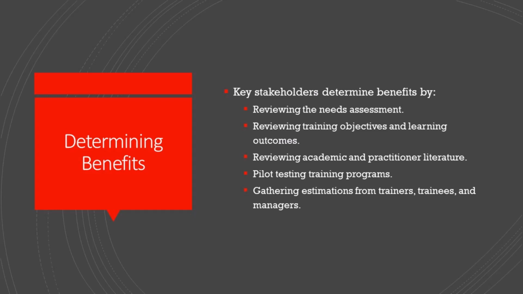Pilot testing the program with a small group of potential trainees and other stakeholders can help us identify benefits of the training program, as well as areas that are in need of improvement. Finally, trainees and their managers can help us identify the direct and indirect benefits that they experienced as a result of the training program. Their individual estimations can then be aggregated to come up with a more objective and probably accurate estimation of the value of each of these benefits.